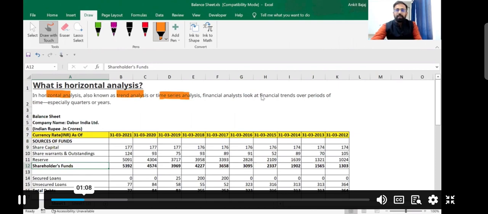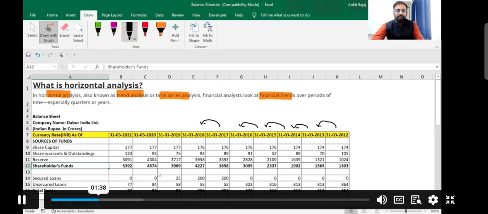Financial analysts look at financial trends over a period of time, especially quarter or year. So here you will be comparing your current year performance with the past year performance, right? You will be taking the data of the last 5 years, maybe 10 years, or maybe 3 years. It depends upon the financial analyst how much data he wants to take, and he will be calculating the differences, or the growth, right?